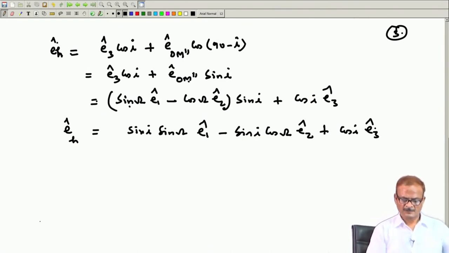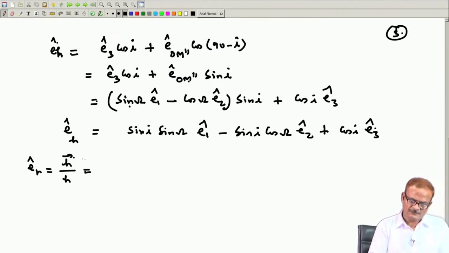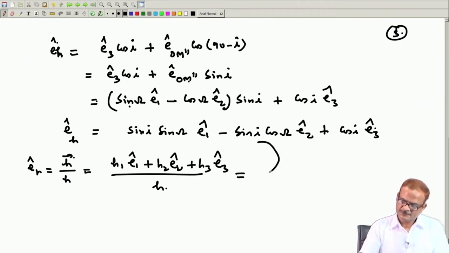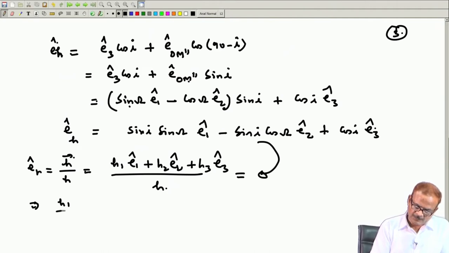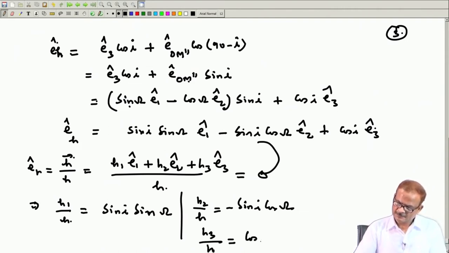So, once we have got this, the h vector we already know. This unit vector E h will also be equal to h by h. So, h we have already written: h 1 times E 1 cap, h 2 times E 2 cap plus h 3 times E 3 cap, divided by h. So, this must be equal to this quantity here, and therefore h 1 by h we can write as sin I times sin capital omega, h 2 by h equal to minus sin I times cos capital omega, and h 3 divided by h equal to cos I.